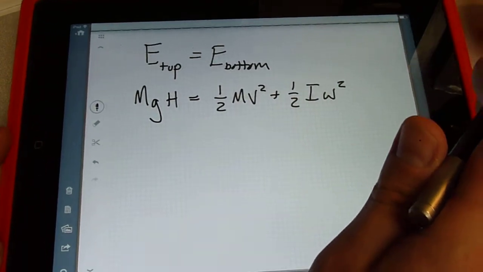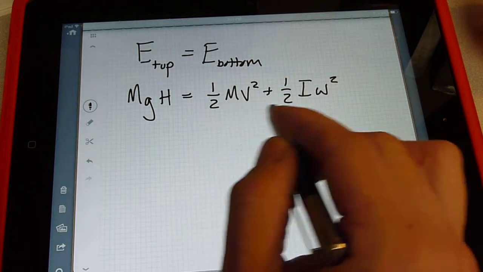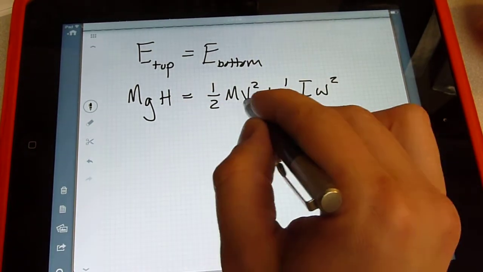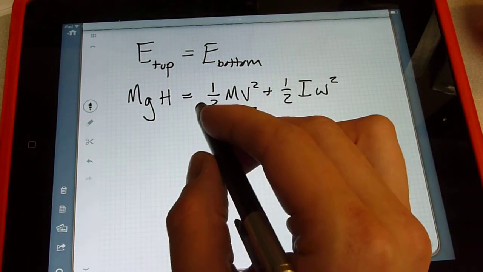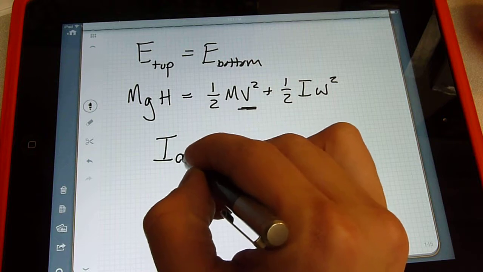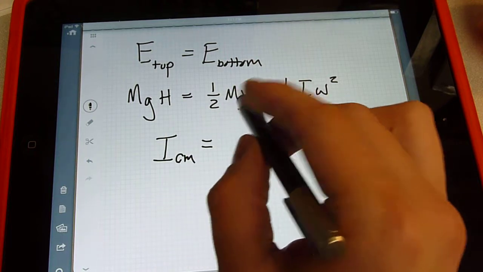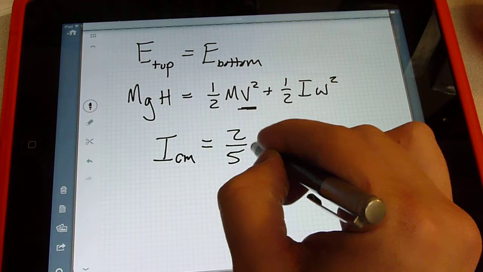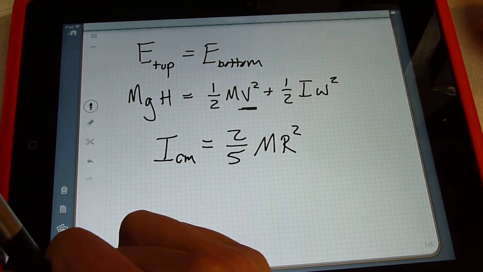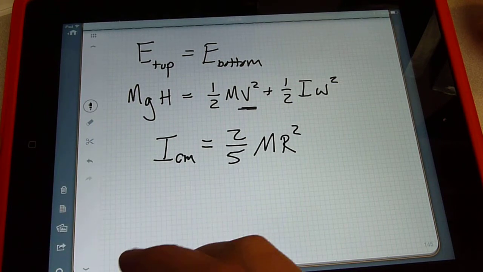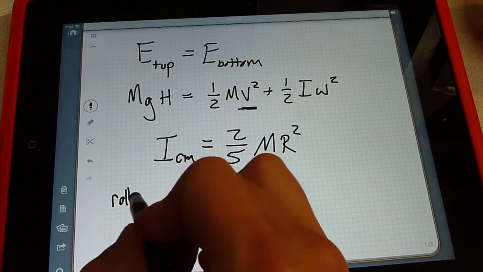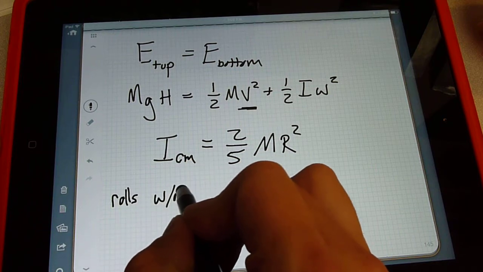Now, to make this equation work so that we can find the total speed of the sphere, that's what we're looking for, we're going to make some substitutions. For a sphere rotating about its center of mass, we have I equals 2/5 mr squared. We got that from the chart like we had in class. And we are going to apply the condition that we are rolling without slipping.